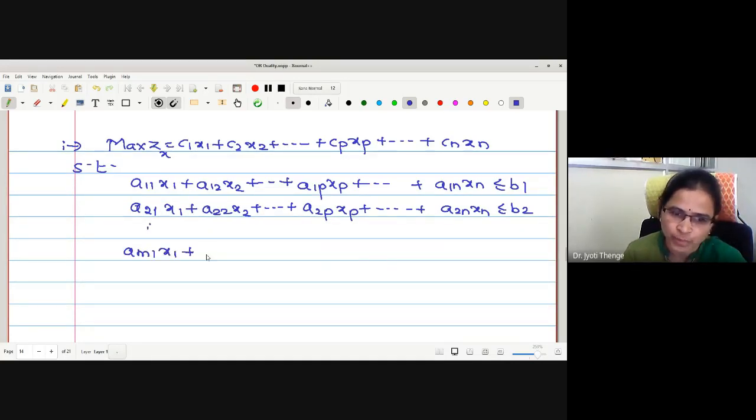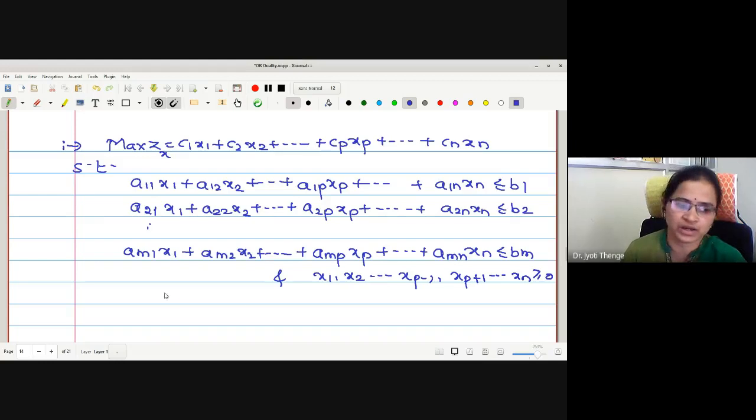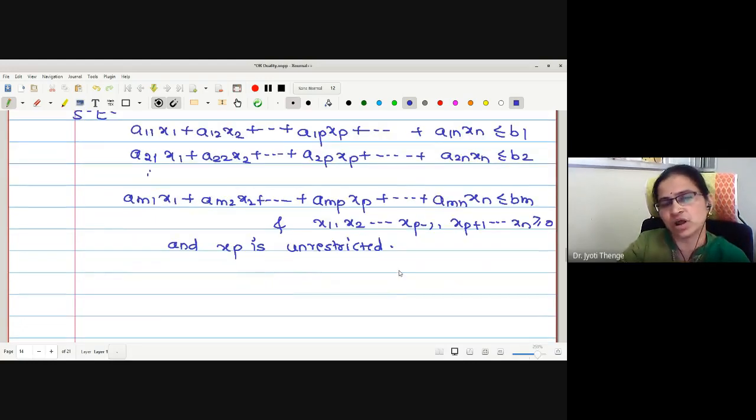am1x1, am2x2, ampxp, and so on, amnxn less than or equal to bm. And what about the variables? x1, x2 to xp minus 1, and then xp plus 1 to xn are all non-negative, and xp is unrestricted. xp is unrestricted in sign.